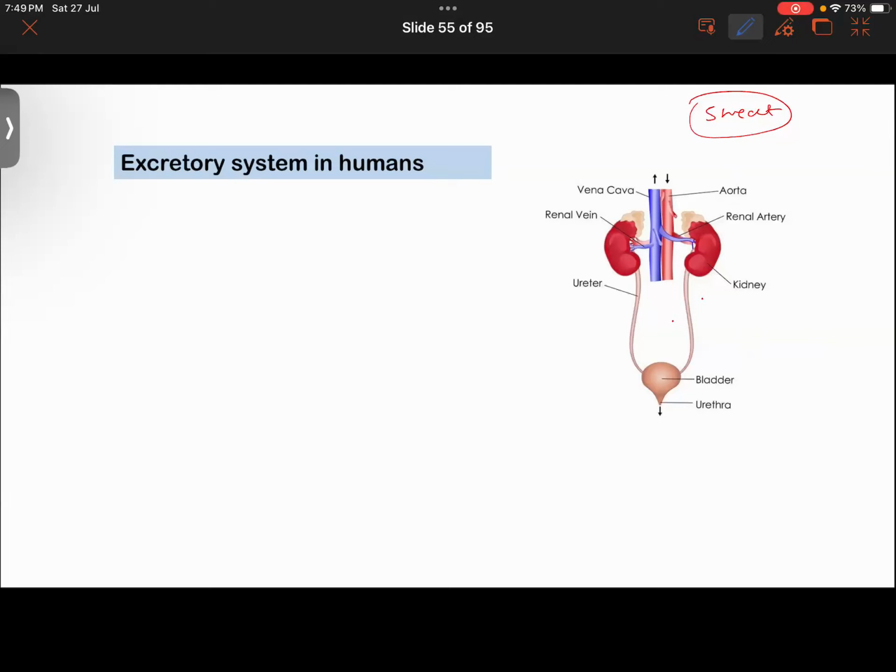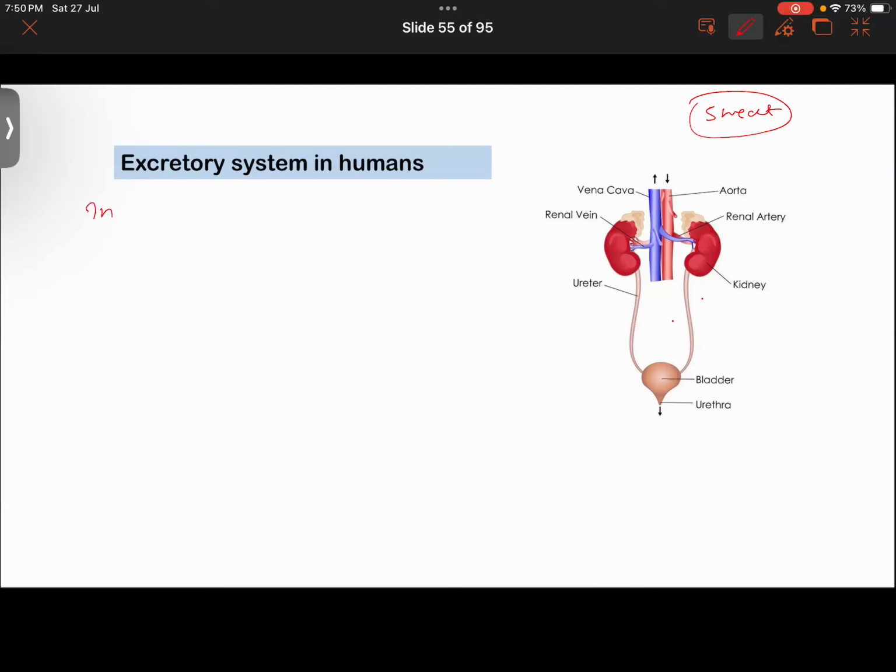Getting back to the topic of the excretory system in humans. So far, as I said, every living organism generates waste in its body, and it has to get rid of it. In humans, we have a system called the excretory system that takes care of this.